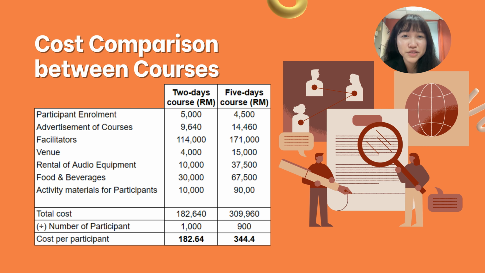For this table, we just sum up all the total activity costs for the 2-day course and the 5-day course. We'll get the total cost for the 2-day course of 182,640 ringgit and the total cost for the 5-day course of 309,960 ringgit. By dividing the total cost by the number of participants, we now get the cost per participant for the 2-day course and the 5-day course, which is 182.64 ringgit and 344.4 ringgit respectively.